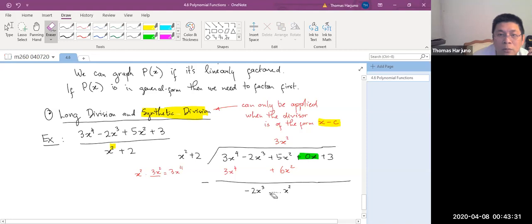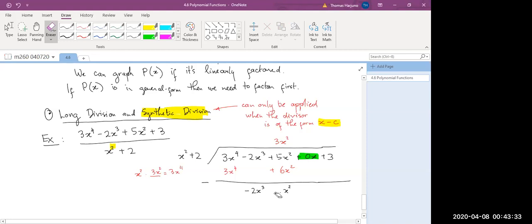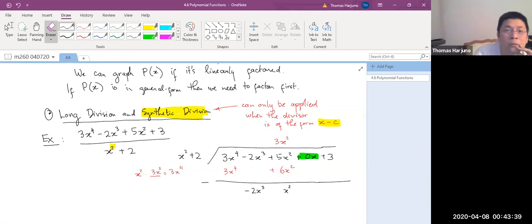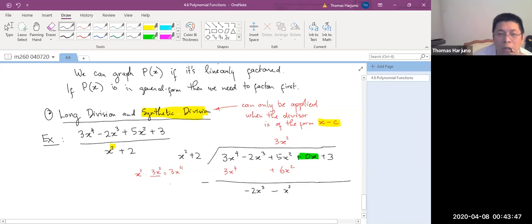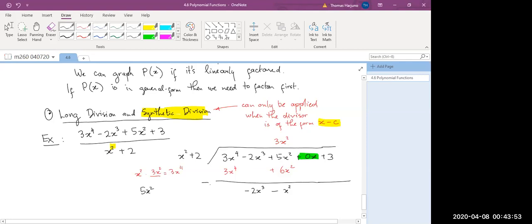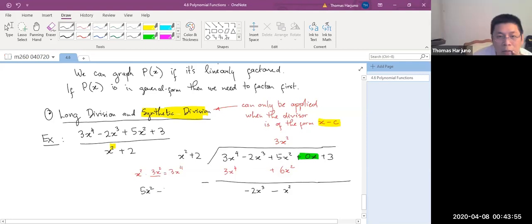Minus what? She said minus x squared. Yeah, minus x squared, and it's minus 6x squared. So because we have 5x squared, and we subtract this 6x squared, that's how we get that negative x squared.